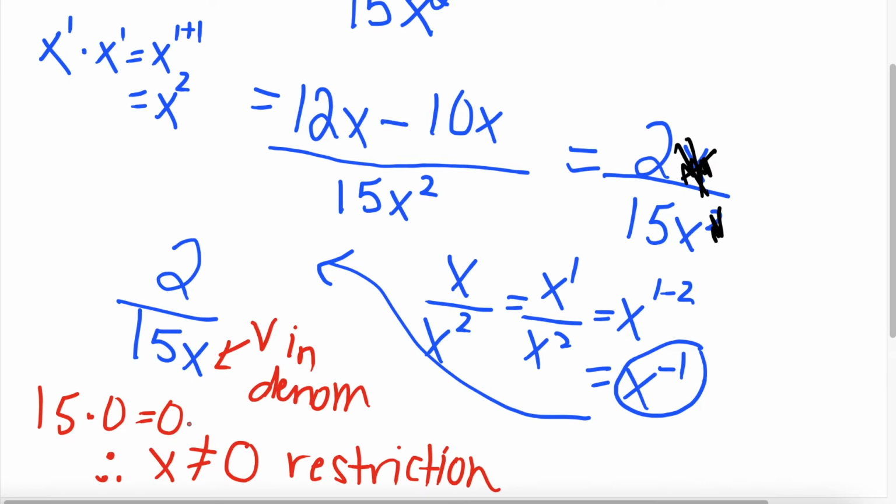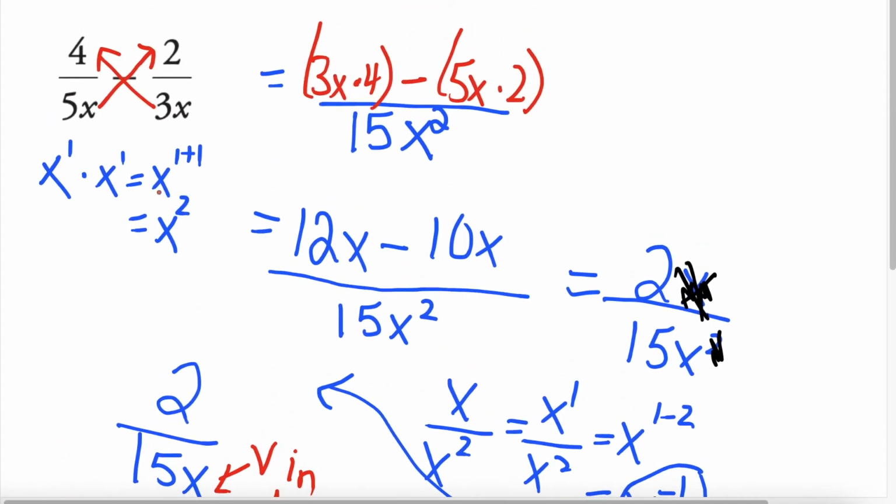All right, so that's our restriction. So our final answer is 2 over 15x, and x can never equal 0 as our variable restriction for this specific problem, right? So now let's go into another example of subtraction.